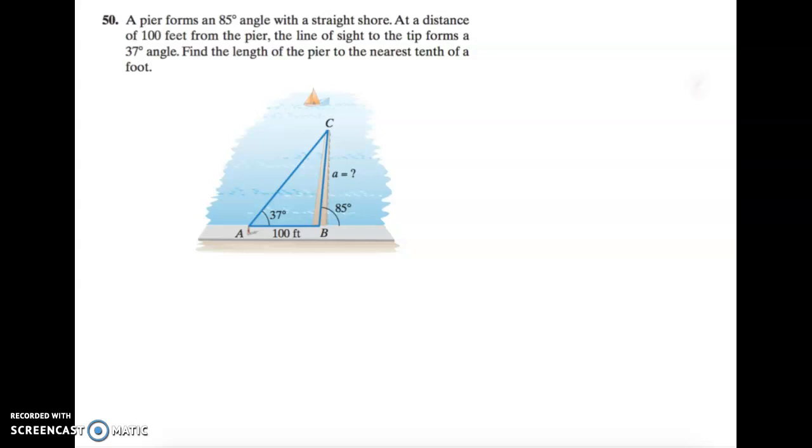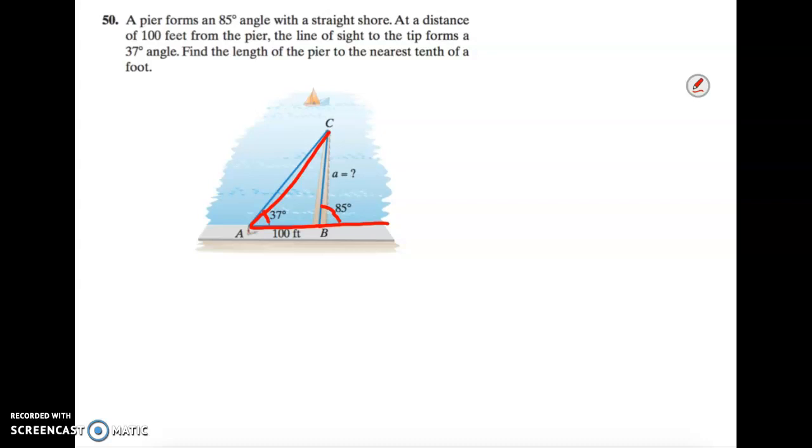So here's our 85 degrees. This is our shoreline. At a distance of 100 feet from the pier. So here's your 100 feet. The line of sight to the tip forms a 37-degree angle. So here's your 37 degrees. Find the length of the pier to the nearest tenth of a foot.